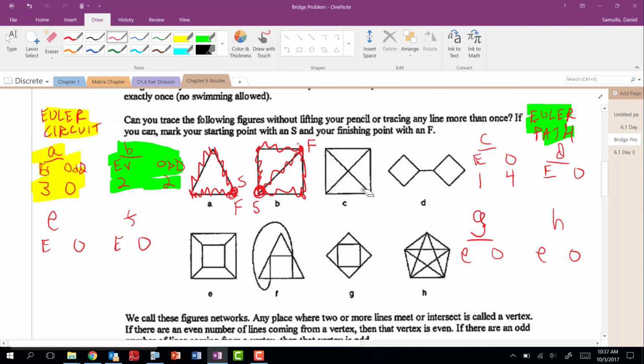I did not use every edge, so is it Euler anything? No, it's Euler nothing. Okay, now, how about the next one, D? What are all these degrees? So they're all what? Even. So how many evens are there? How many odds are there?